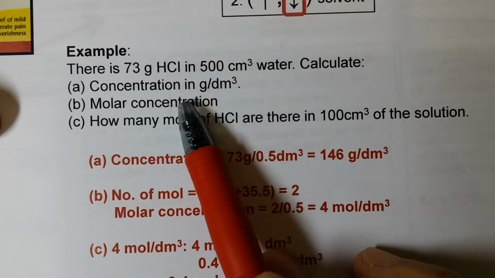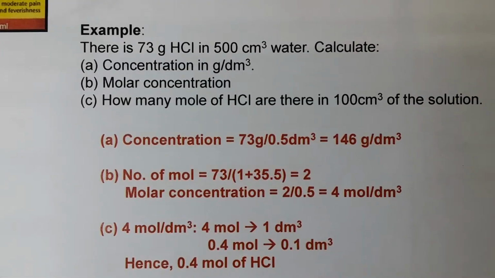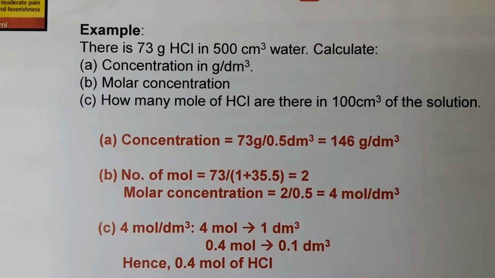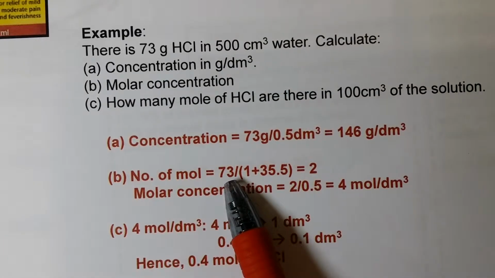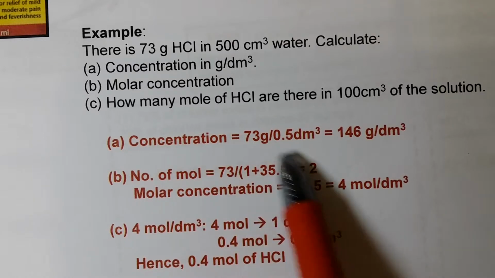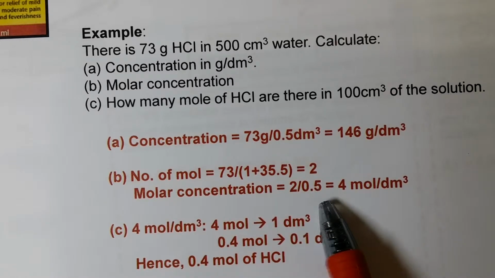Molar concentration, what is the meaning of molar concentration? It's the concentration in mole per dm cube. So all you need to do is find the number of mole, find the volume in dm cube, and then take the ratio. The number of mole of hydrogen chloride is the mass divided by the mR, you get 2. Molar concentration, 2 divided by 0.5.